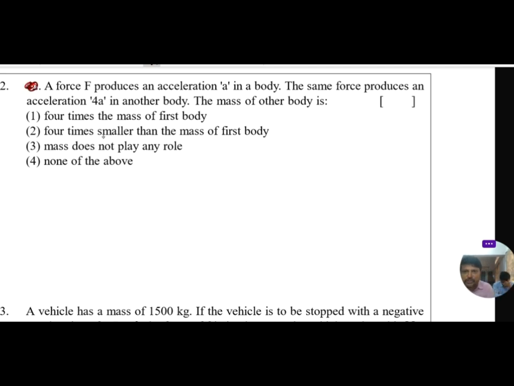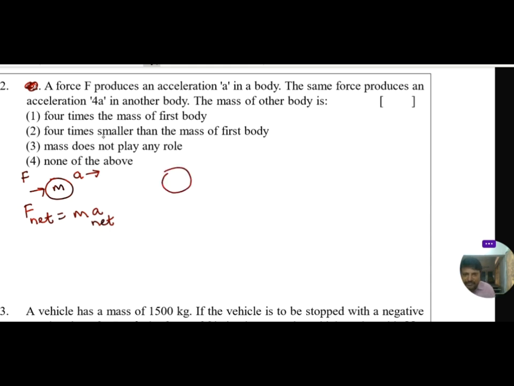A force F produces an acceleration A in a body. The same force produces an acceleration 4A in another body. Then the mass of the other body is. According to Newton's second law of motion, consider a body of mass M. A force F acts on a body of mass M. It produces an acceleration A. So according to Newton's second law, we can write F net is equal to mass into A net.